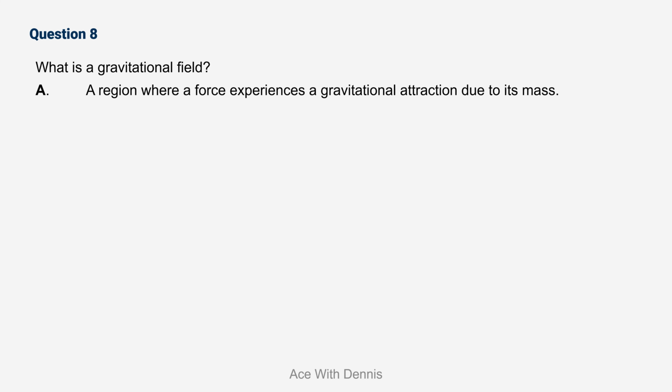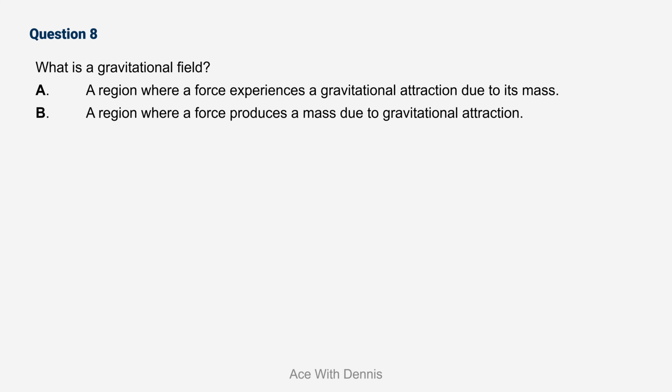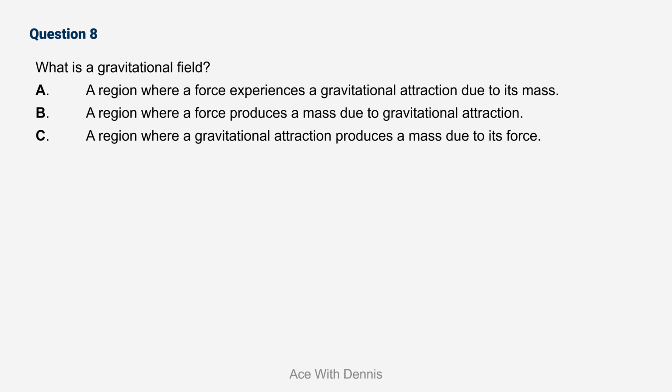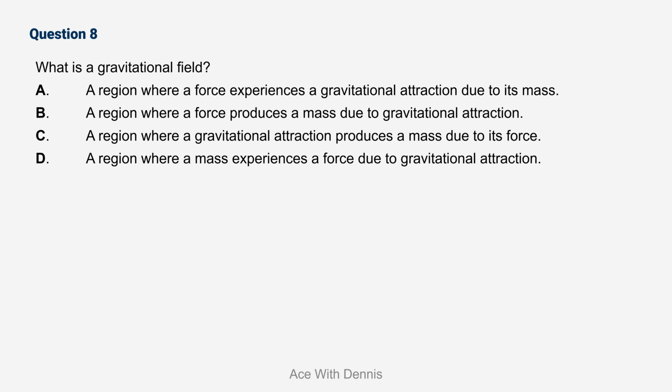Question 8. What is a gravitational field? A. A region where a force experiences a gravitational attraction due to its mass. B. A region where a force produces a mass due to gravitational attraction. C. A region where a gravitational attraction produces a mass due to its force. Or D. A region where a mass experiences a force due to gravitational attraction.